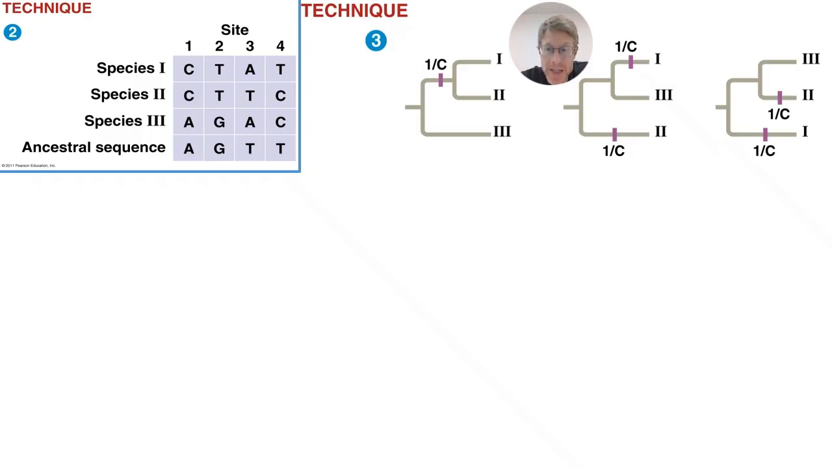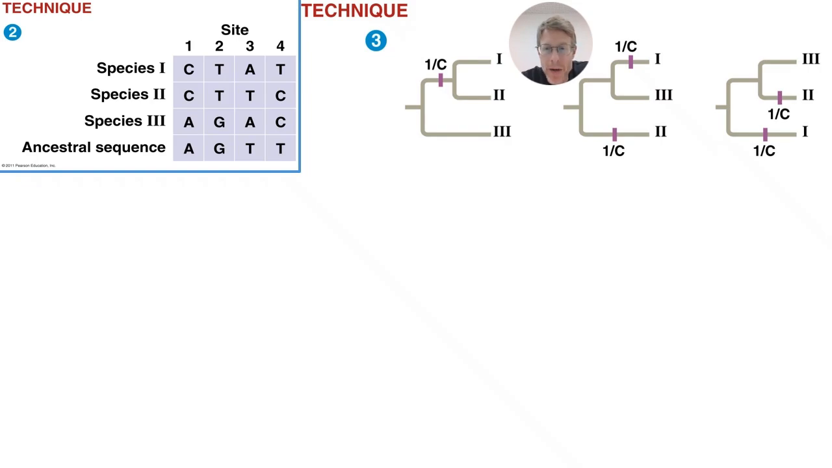Okay. For the second tree there, you need to have 2 changes because species 1 and 2 are separate there. So we would have had to have A change to C twice at site 1. And same with the third one. So it's looking like, based on site 1 alone, the tree to your left is the most likely because it's the simplest. It only needs 1 change to happen, 1 mutation to occur.